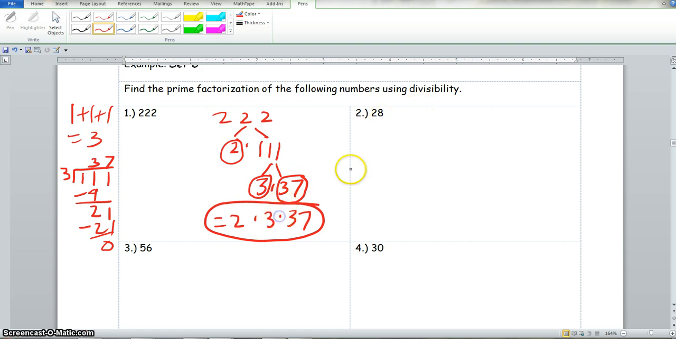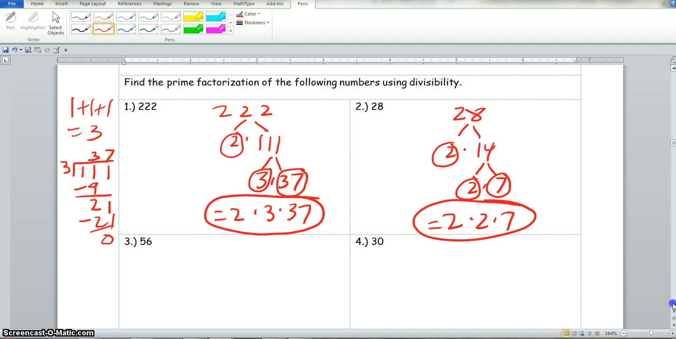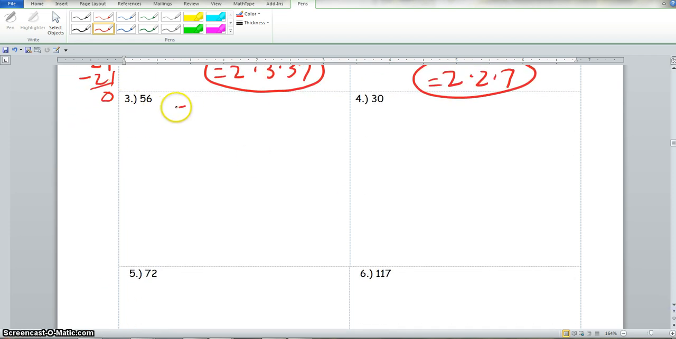Now, we come to the next problem, 28. Now 28 is even, so we know 2 can go into it, and 2 times 14 is 28. But we also know that 14 is even, and 2 can go into 14, so it'll be 2 times 7 is 14. So we have 2 times 2 times 7. Now we scroll down here, 56. It's also an even number. So we have 2 times 28. And 28 we could break down to 2 times 14. And 14 breaks down to 2 times 7.